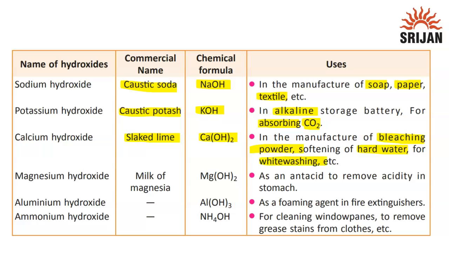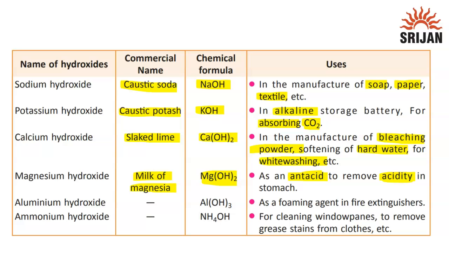Next, milk of magnesia or magnesium hydroxide. Milk of magnesia is basically Mg(OH)2, and its use is very important: it is used as an antacid to remove acidity in the stomach. Whenever we feel acidity in our stomach, we drink a solution of milk of magnesia. So it is basically anti-acid, means against acid. It is working against acids. So basically it is a base.